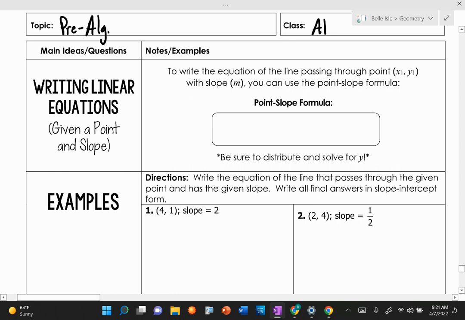Okay, so we are writing linear equations today. Today you'll be given a point, you'll be given a slope, and I will give you the formula to help you figure out what all that stuff is going to be. To write the equation of the line passing through point x1, y1 with a slope, you can use the point slope formula. The point slope formula is y minus y1 equals m, and then parentheses, x minus x1.